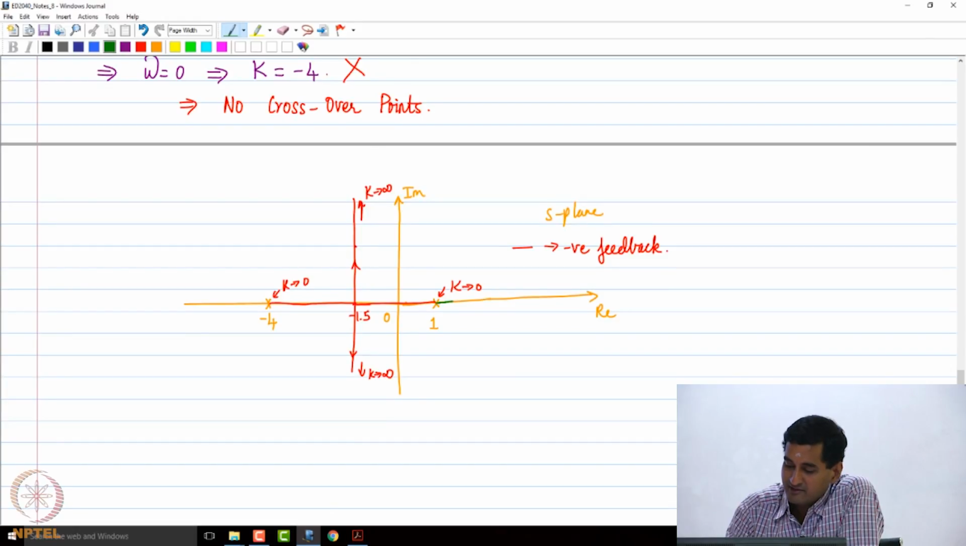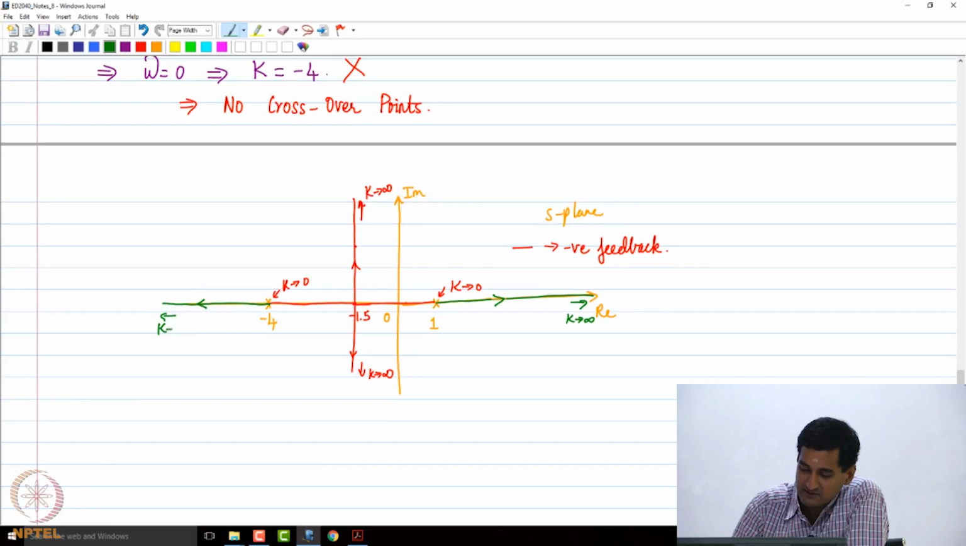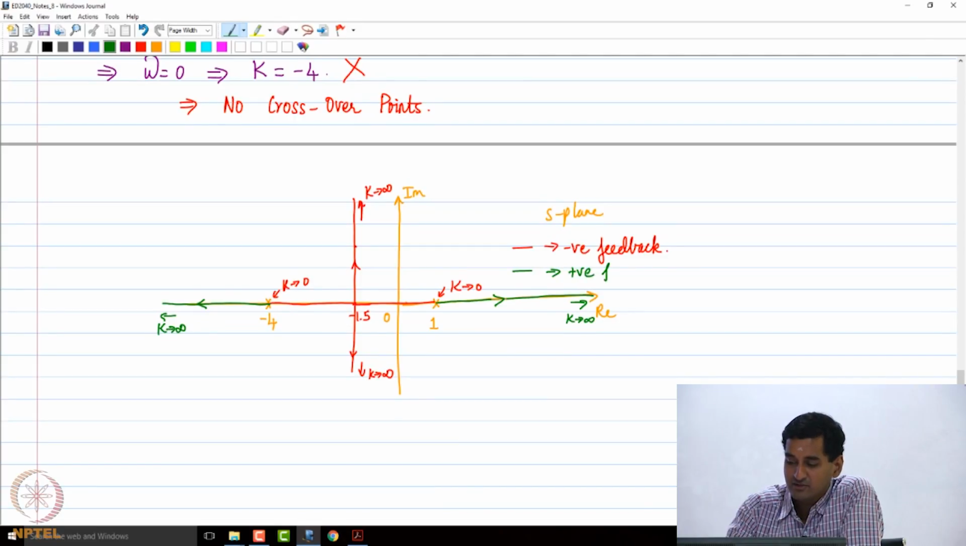we did. We can immediately see that with positive feedback, I have one branch which starts from +1 and then goes along the positive real axis as k tends to infinity, that is it. Another branch starts at -4 and goes along the negative real axis as k tends to infinity, that is about it. So, the green line indicates the root locus with positive feedback.